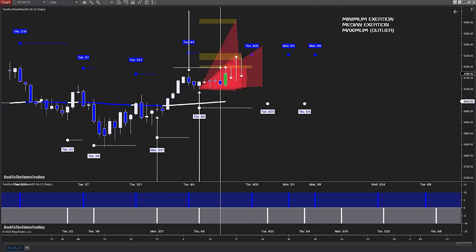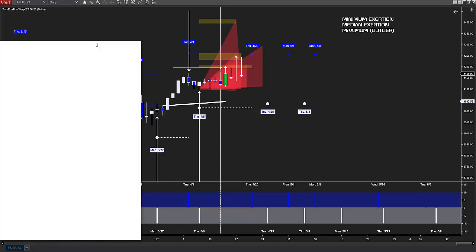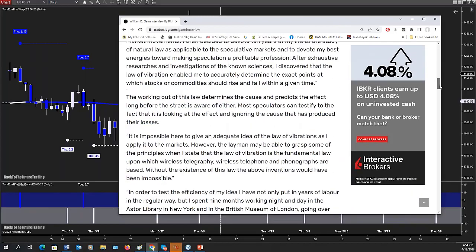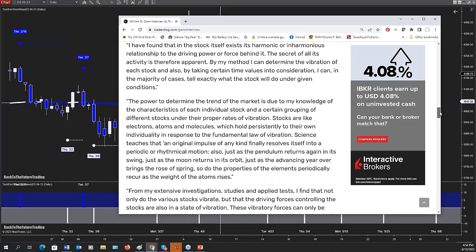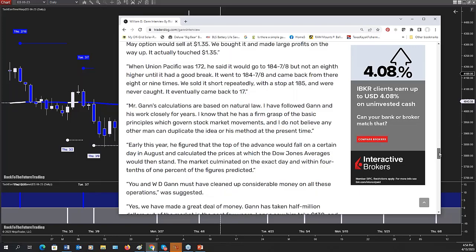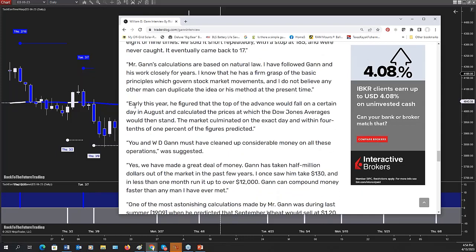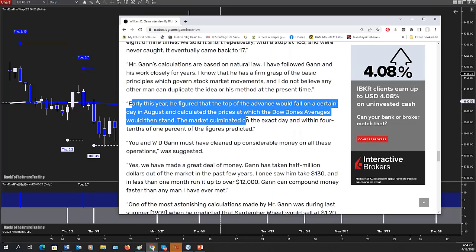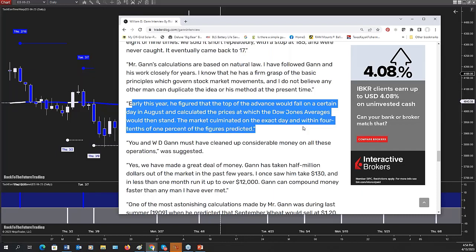Did I do anything that wasn't too hard or was too hard? There was a guy who could do this. In fact, he was so good they followed him and wrote it down. Earlier this year, Mr. Gann figured that the top of the advance would fall on a certain day in August and calculated the prices at which the Dow Jones averages would then stand. The market culminated on the exact day and within 0.4% of the figures predicted.